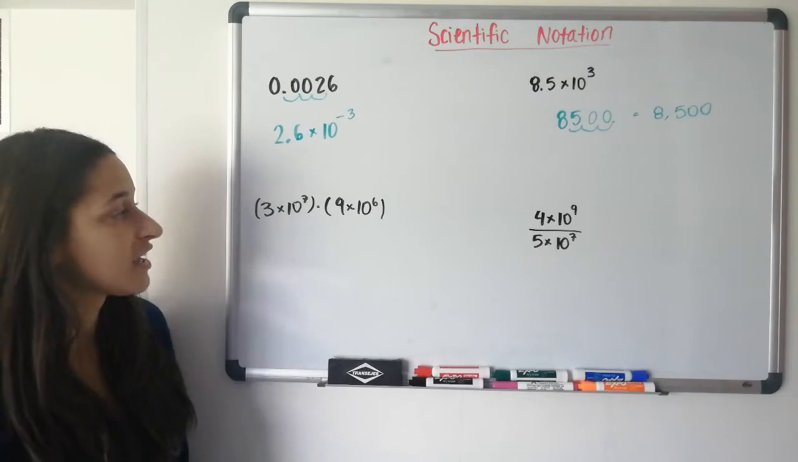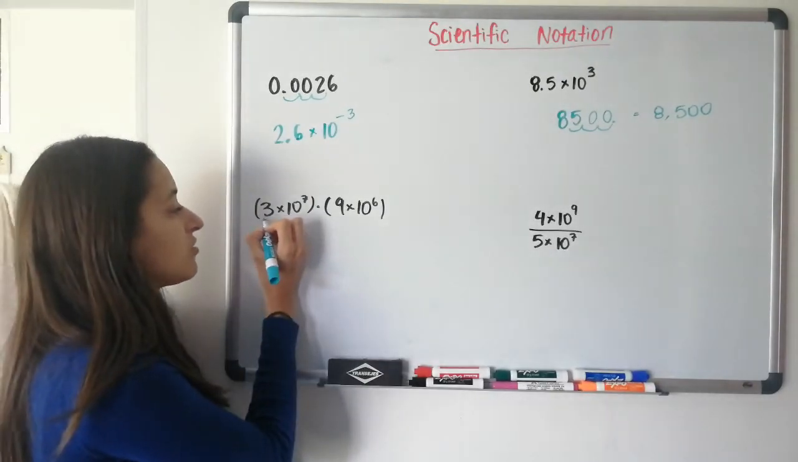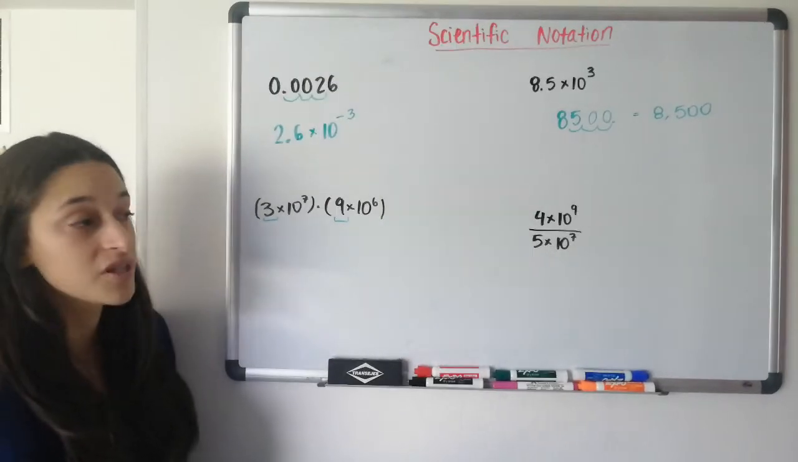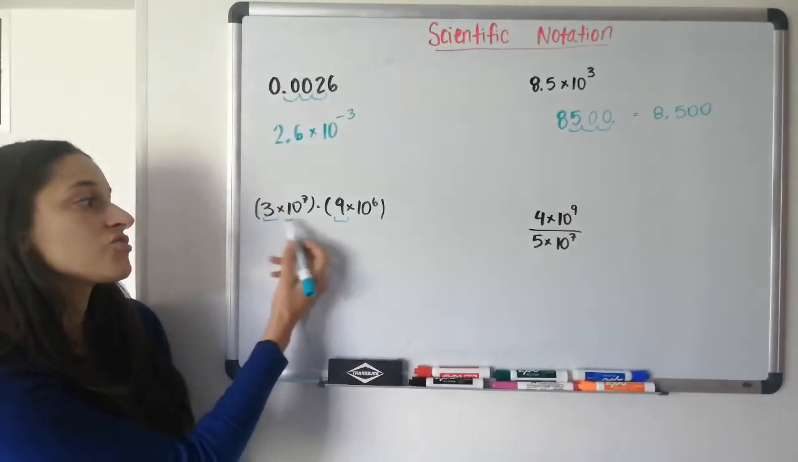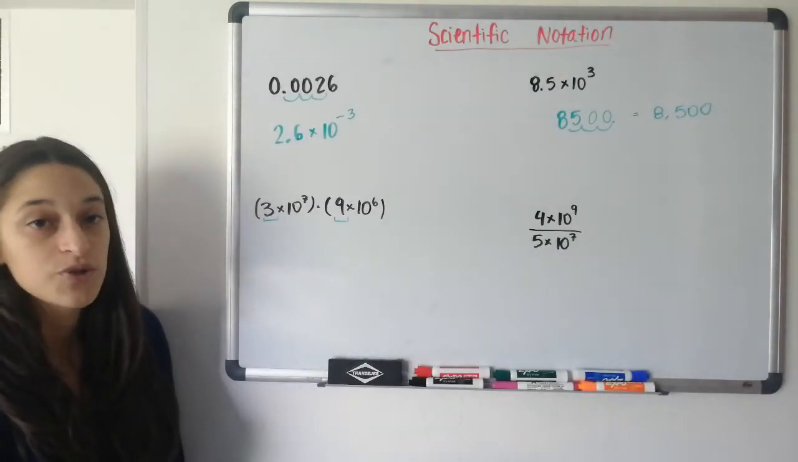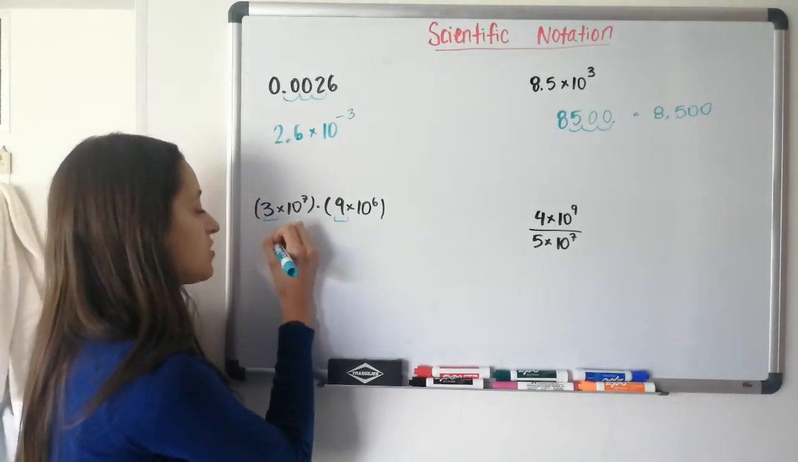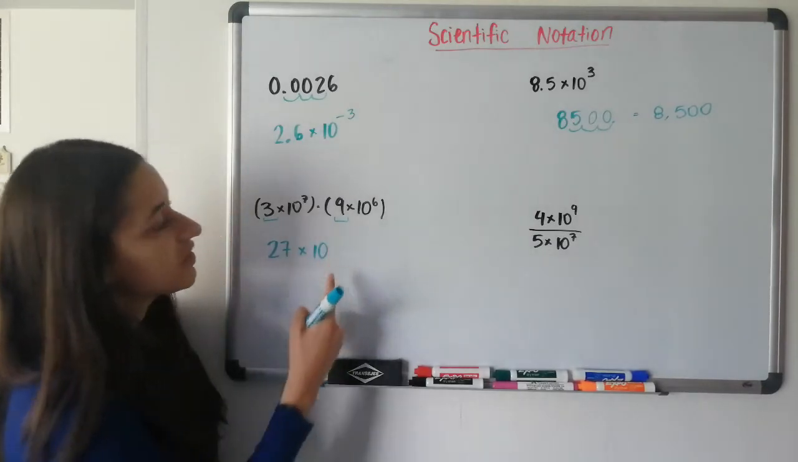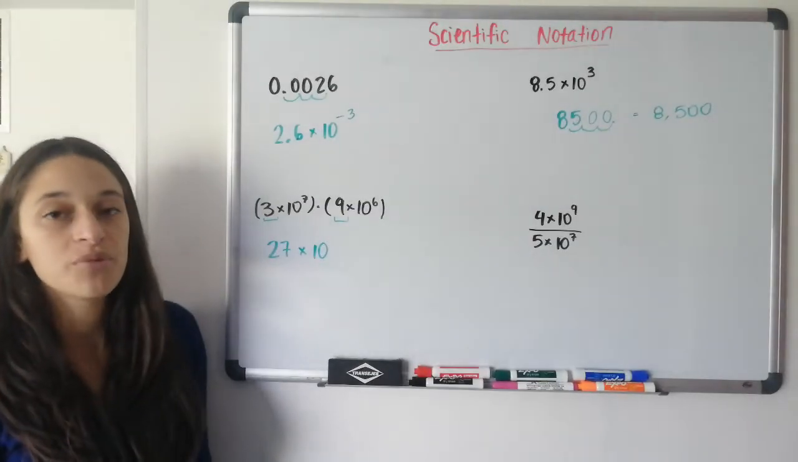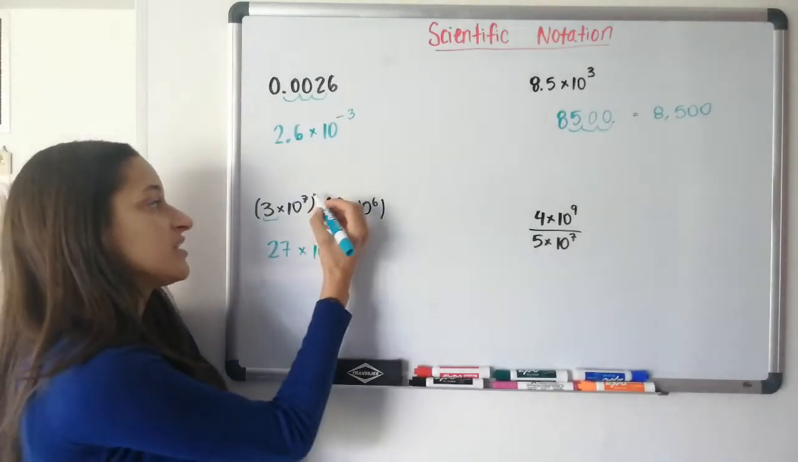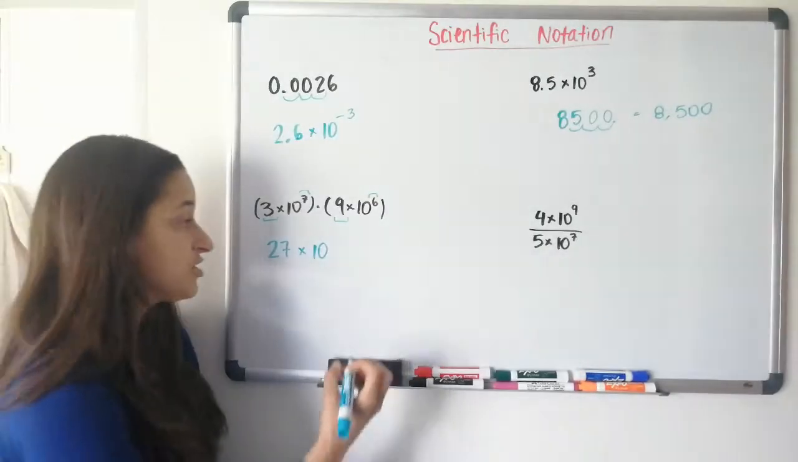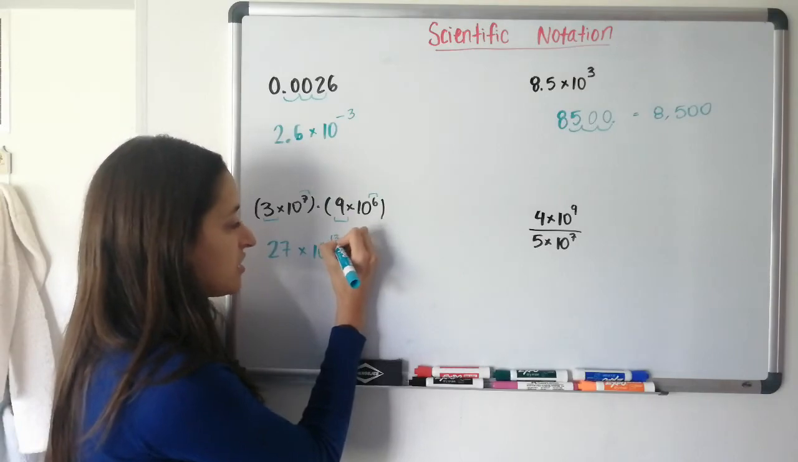So now to multiply, we only worry about multiplying the original number, the number that is not in the exponent. So that is 3 and 9. 3 times 9 is 27, so we write 27 times 10 to the, and to figure out the new exponent, we add the numbers because we're multiplying. So we need to add the 7 and the 6. 7 plus 6 is 13, so we put a 13 here.